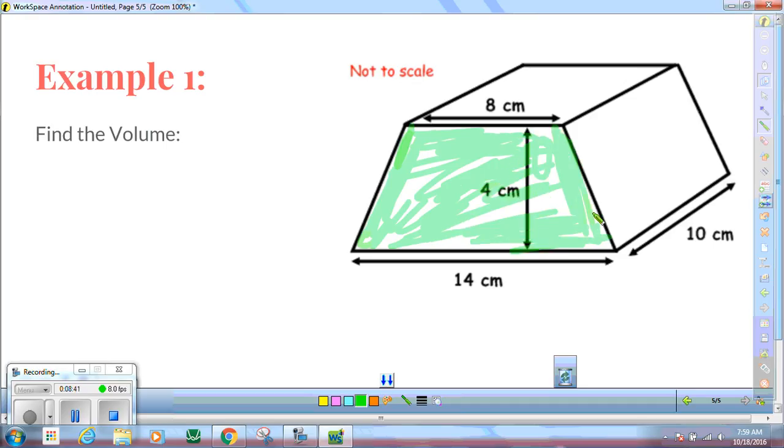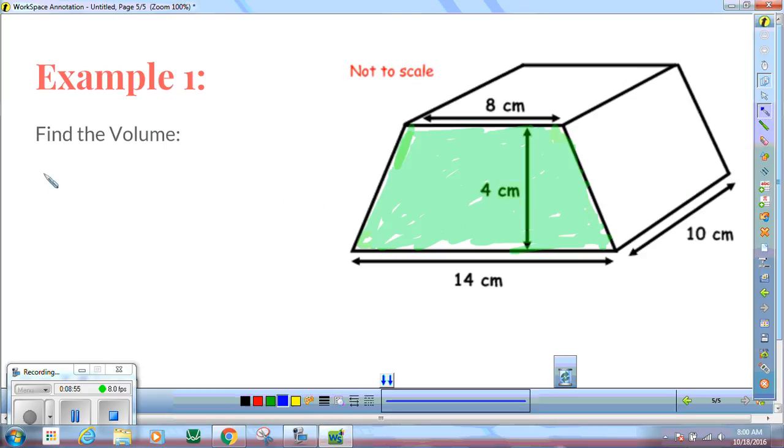I've got a trapezoid in the front, I've got a trapezoid in the back, and then I've connected them all. All the corners have been connected to each other. So this is the base, and this is what I have to find the area of. First I'm going to work on finding the area of the base, the capital B. All right, so capital B, and this is a trapezoid.